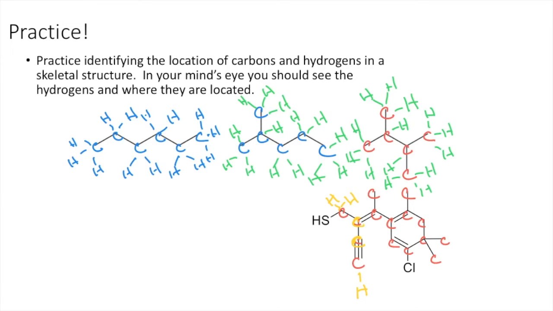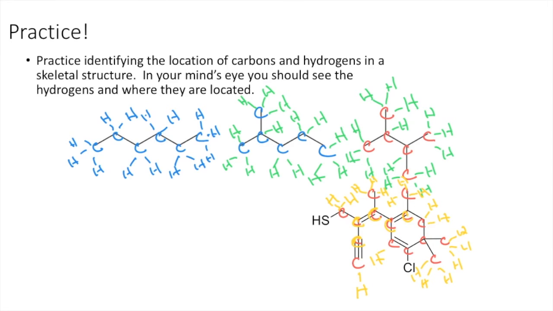This carbon also won't have any hydrogens because it already has 4 bonds. This carbon won't have any hydrogens because it already has 4 bonds. This carbon will need 3 hydrogens, as will this carbon. I know this is getting a little crowded. These 2 carbons don't need hydrogens, they're good. This carbon needs 2, this needs 1, and then these need 3.